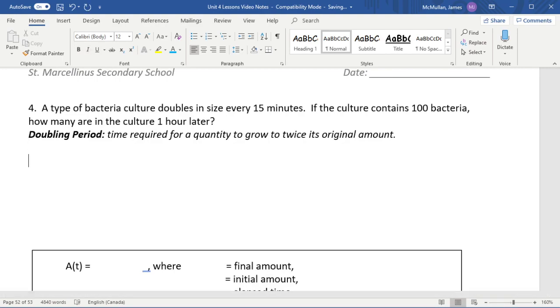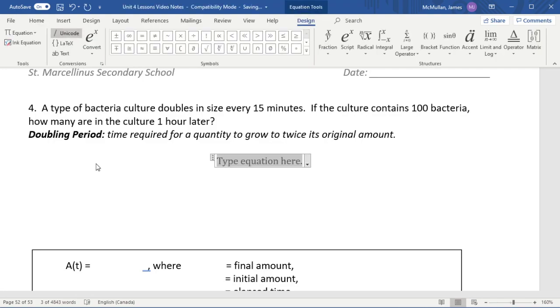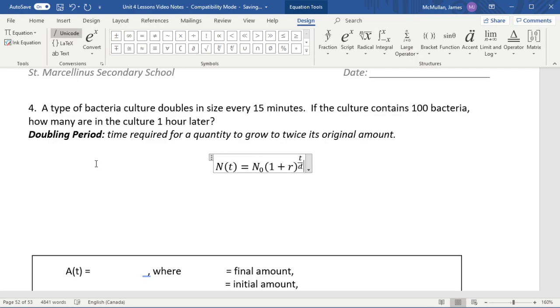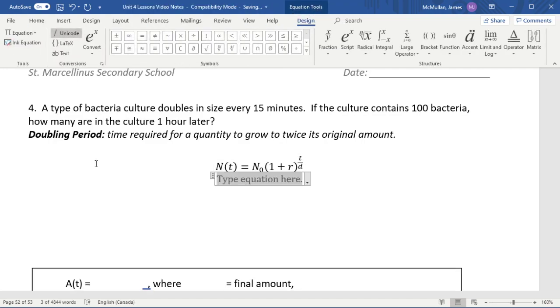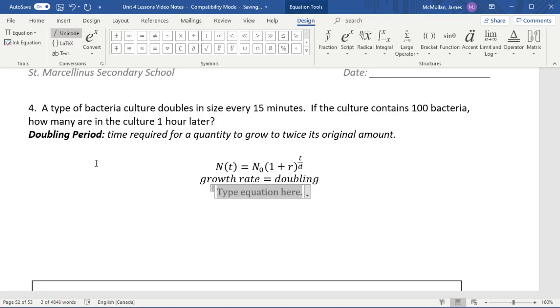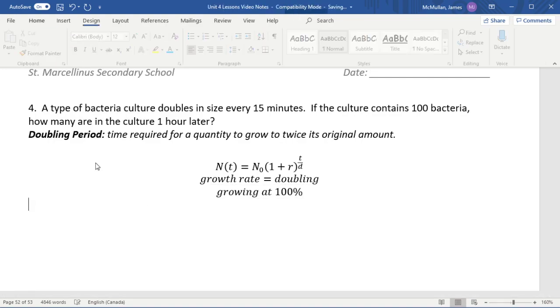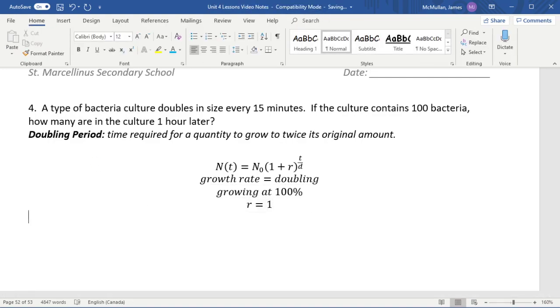A type of bacteria culture doubles in size every 15 minutes. Okay, so let's make some commentary here. N of T, same equation: N of T is N0 times (1 plus R) to the power of T over D. Okay, now let's write down what we know. The growth rate equals doubling. Now you may remember from earlier in this unit, when something is doubling, it is growing at 100%. So R is equal to 1.